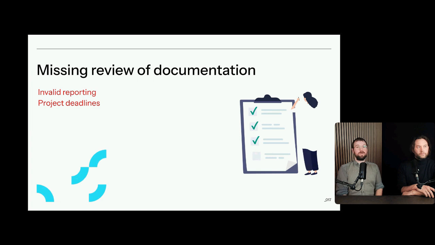Another huge pitfall we often see is that we'll have a missing review of documentation, and that will be at several different times and in several different layers, as I'll get into detail with. But first of all, it often means that we'll have some invalid reporting. If we have something missing from test plans that have not been filled out, it is often very, very difficult to try and trace back and assess whether those data are still valid. And often that results in project deadlines which are missed.